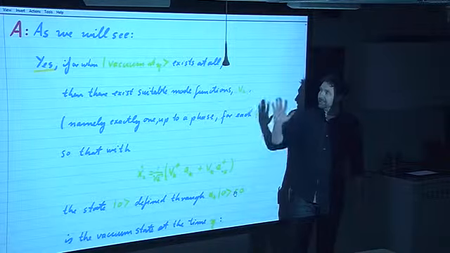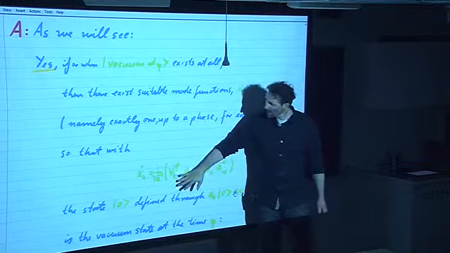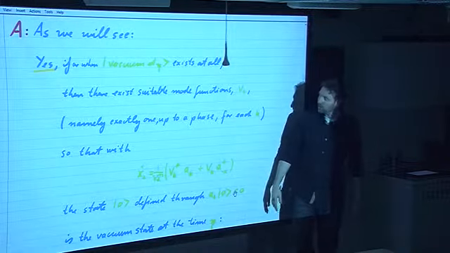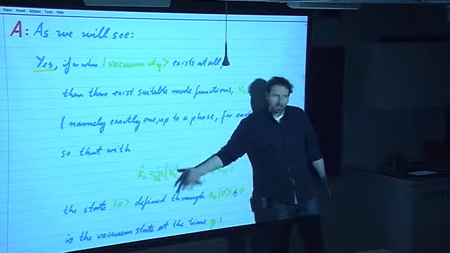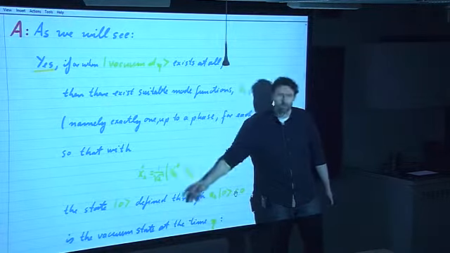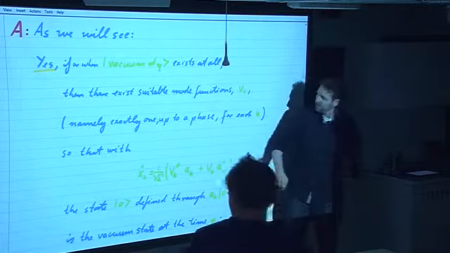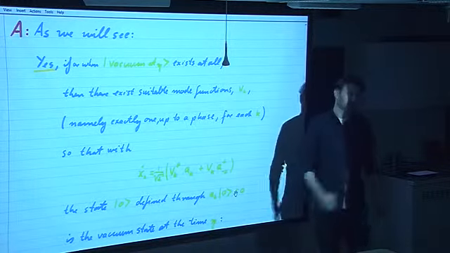So to identify the vacuum state at time eta corresponds mathematically to identifying which initial conditions to impose on your mode functions, such that you get mode functions for all time, which come with A operators that annihilate the state in question.